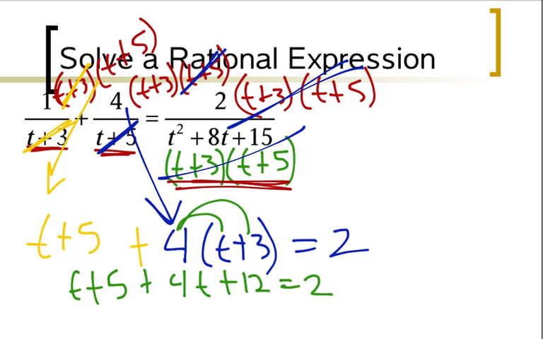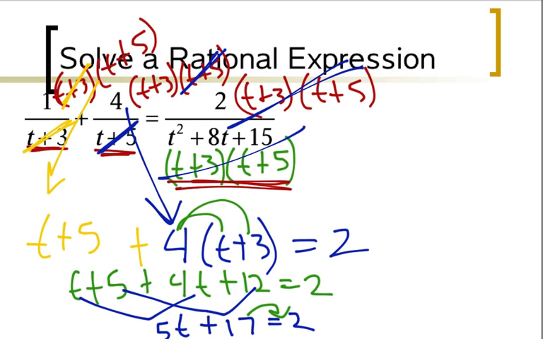So now I just combine like terms, and I get the t's to combine to get 5t. I combine my 5 and my 12 to get 17 equals 2. And then I just have to subtract my 17 to the other side. And so that's going to give me 5t equals, if I subtract, it'll be negative 15. And then I finally divide by 5.